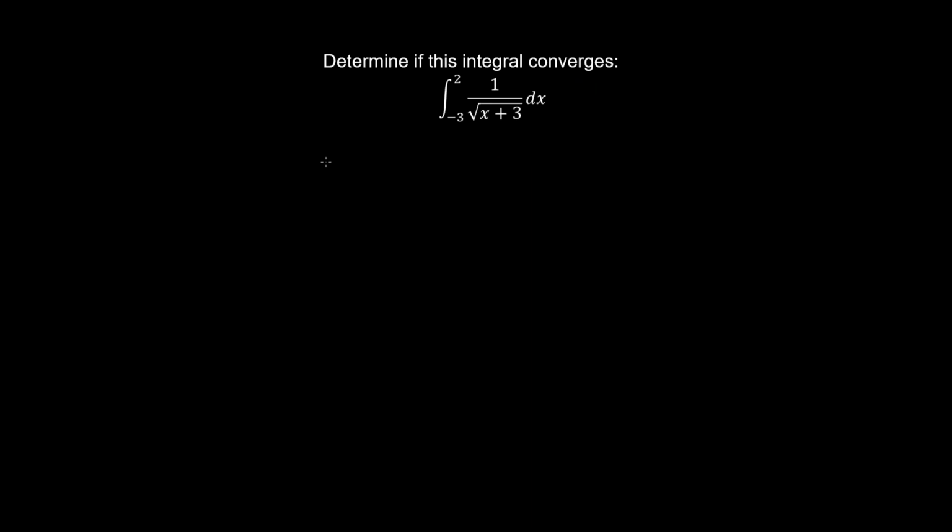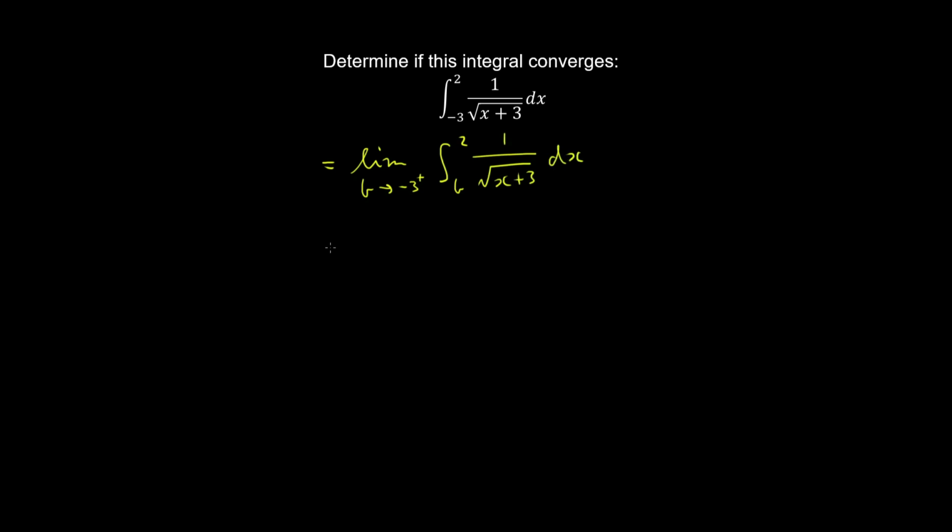Let's determine if this integral converges. So if we plug in x equals minus 3, the integrand goes to infinity. So therefore this is an improper integral, and we replace the limit of integration with a dummy variable. And we approach -3 from the right hand side. And think about why that is. So we evaluate the integral from b to 2, and we have 1 over root x plus 3.